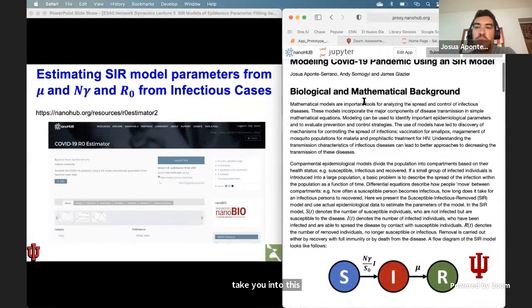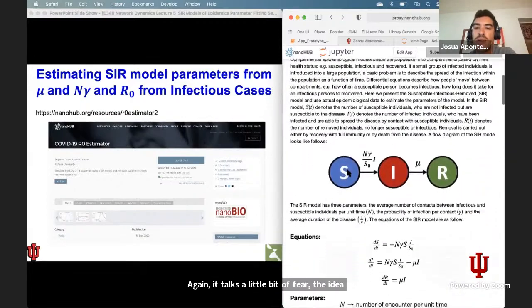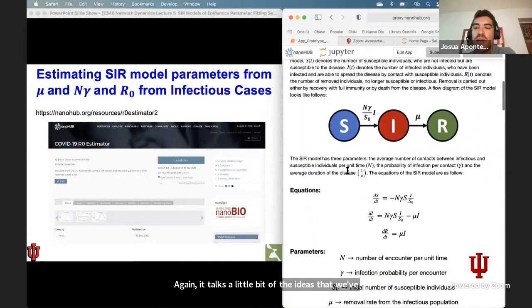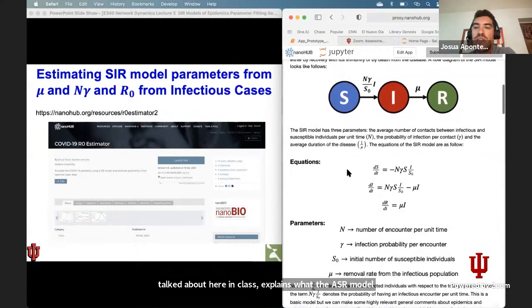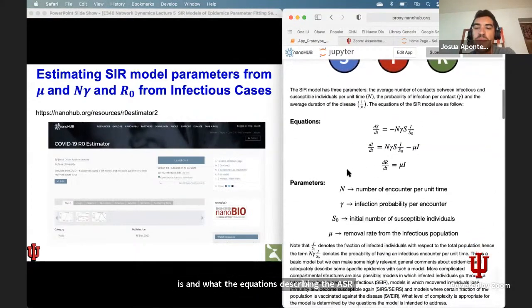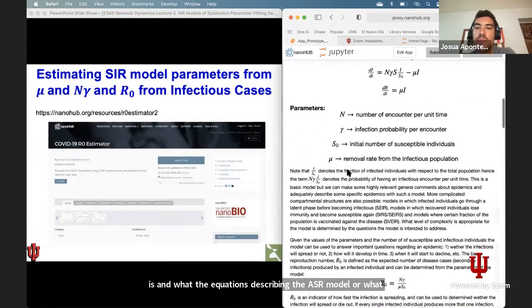Again, it talks a little bit about the ideas that we've talked about here in class, explains what the SIR model is and what the equations describing the SIR model are, what the parameters mean.